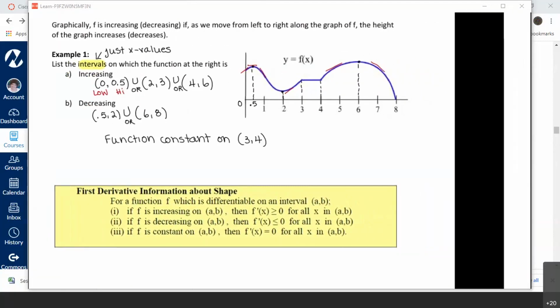Okay, because it looks to me like this is a horizontal line, and that means the y value isn't changing. So I should have covered all of the x values between 0 and 8. They should be in one or another of these intervals.